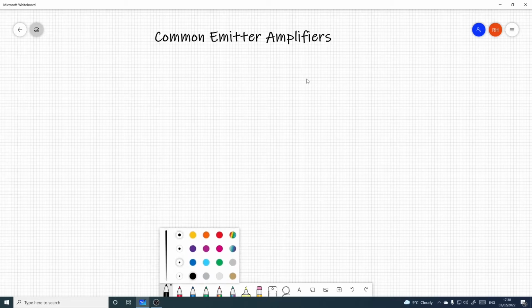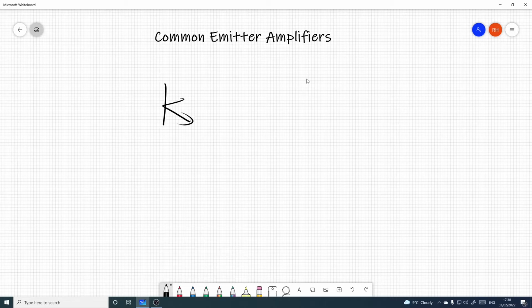Now, there's just three things you need to remember about a transistor when considering a common emitter amplifier. So let's draw a transistor. Point one is that VBE is pretty much always equal to 0.7 volts. That's that voltage across there, 0.7. I'm not sure why that's coming out like a calligraphy thing, but there you go.